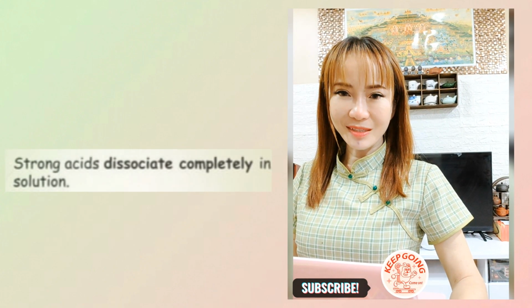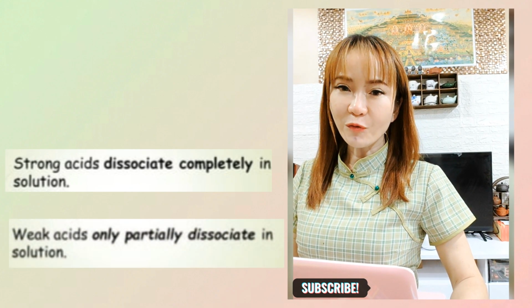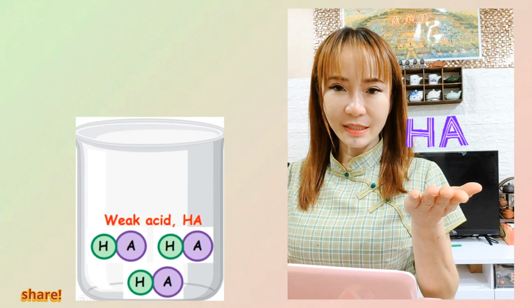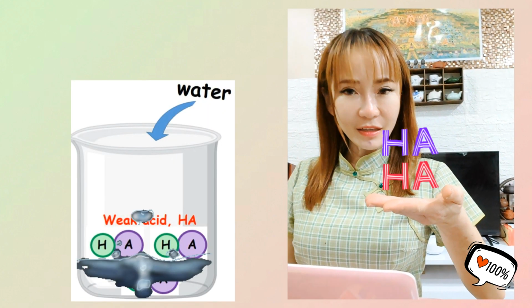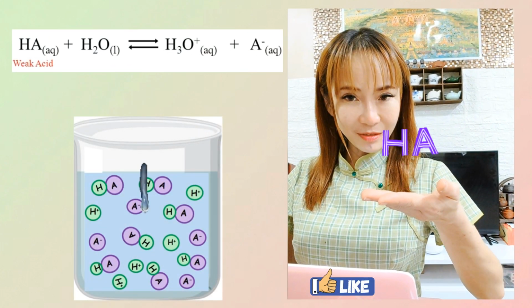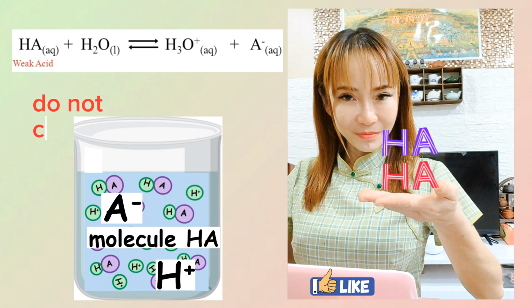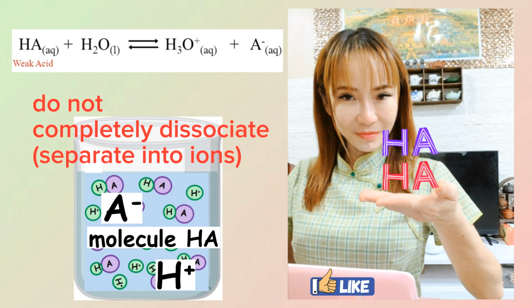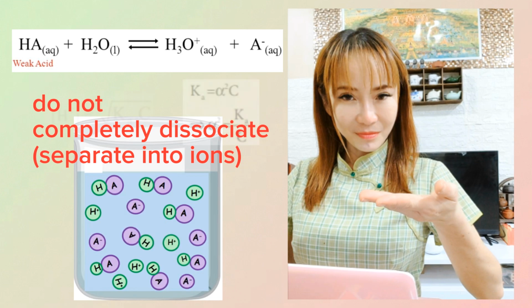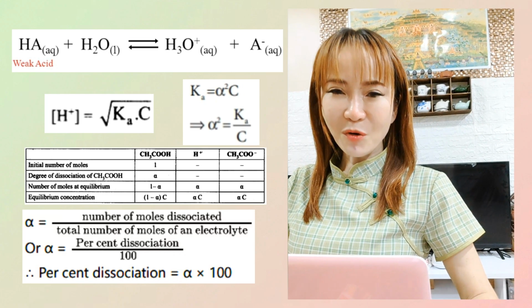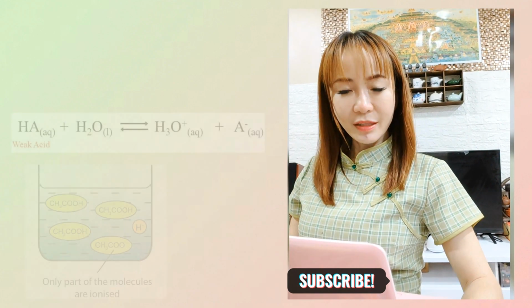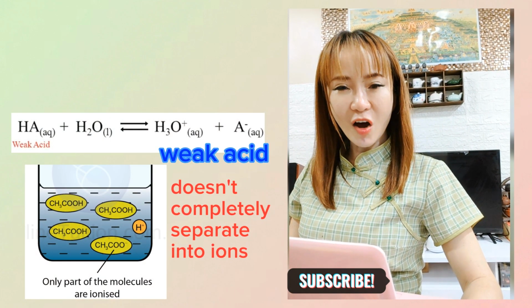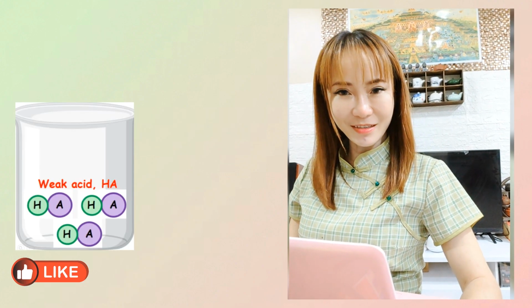Before I start the discussion, let's see what is the meaning of weak acid. Let's say this is an example of weak acid, HA. What will happen if I add in water? However, calculating the pH of weak acid is a bit more complicated. This is because weak acid doesn't completely dissociate in the water.